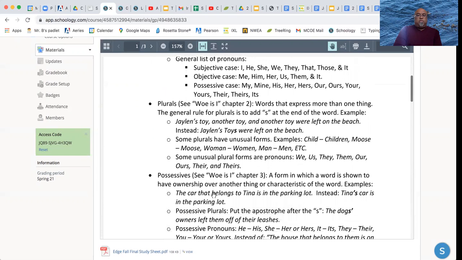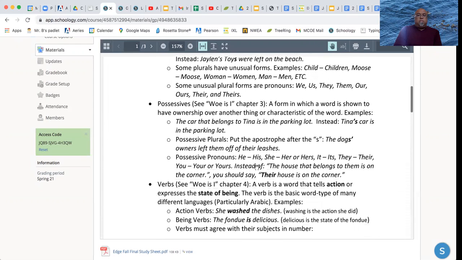Some plurals have unusual forms. For example, child becomes children when it's plural. Moose stays moose when it's plural. While woman becomes women when it's plural, and man becomes men. Some unusual plural forms are also pronouns. For example, we, us, they, them, our, ours, their, and theirs. Each of those are plural pronouns.